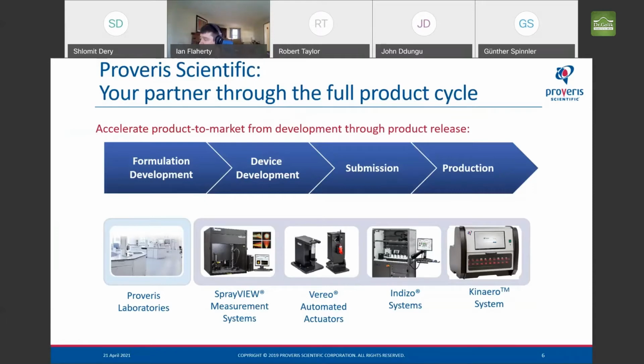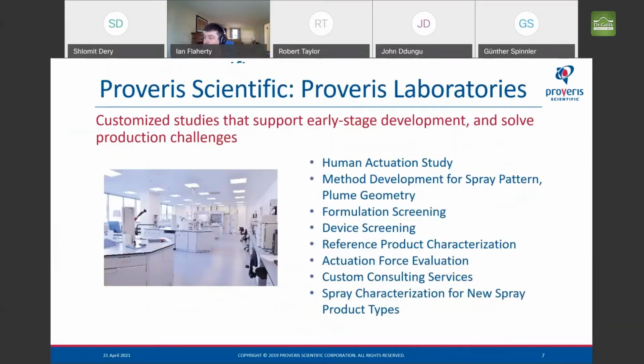And then some of our other systems that are highlighted here are our standalone actuators, our Indizo system, which is for nasal spray testing in a high throughput scenario, and the Canero, which is one of our systems in our pMDI suite of products. So that is for high throughput testing of pMDI products for through life testing.